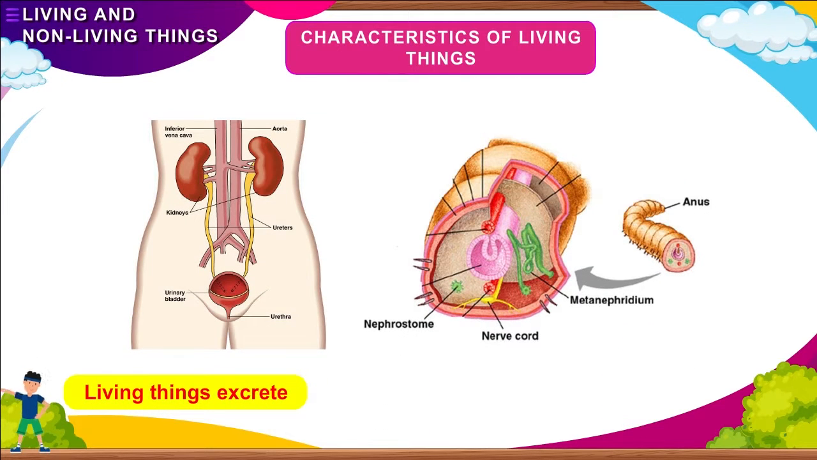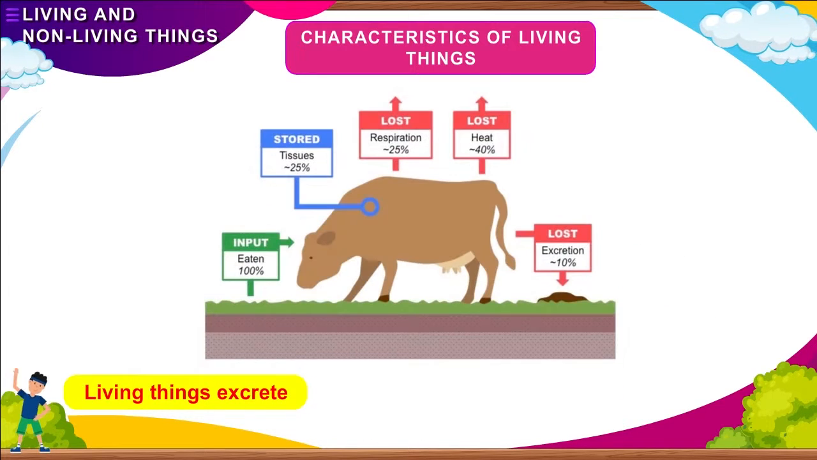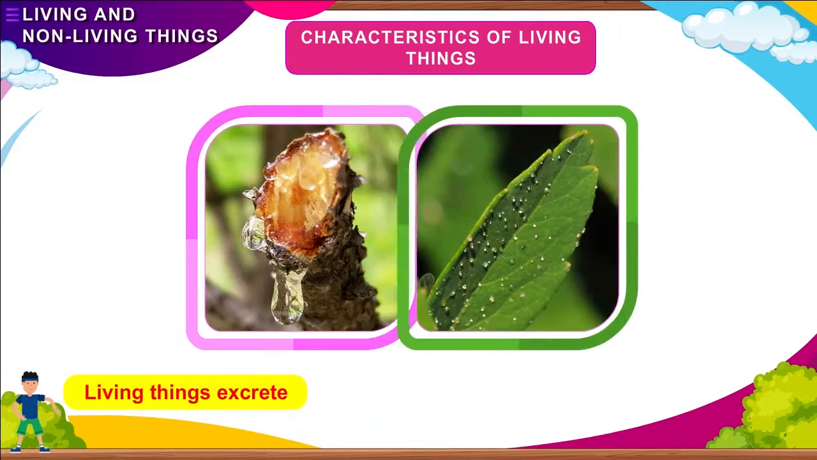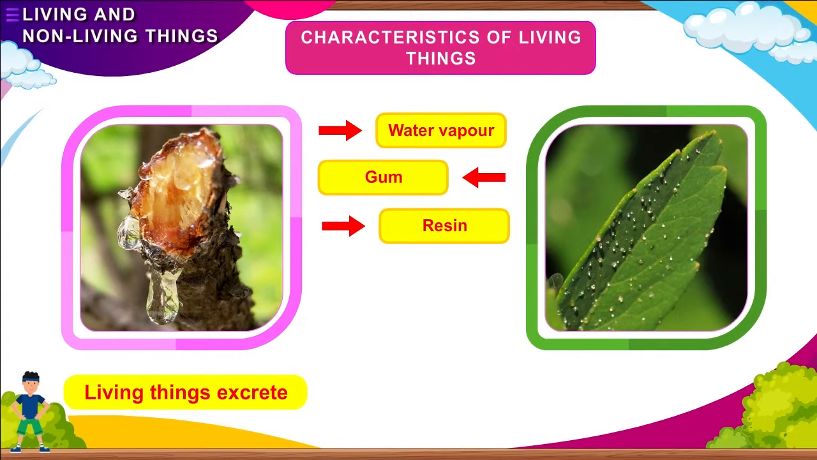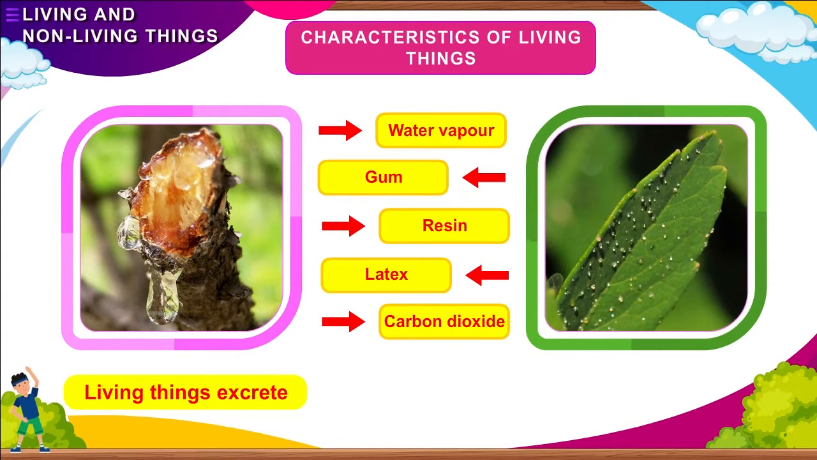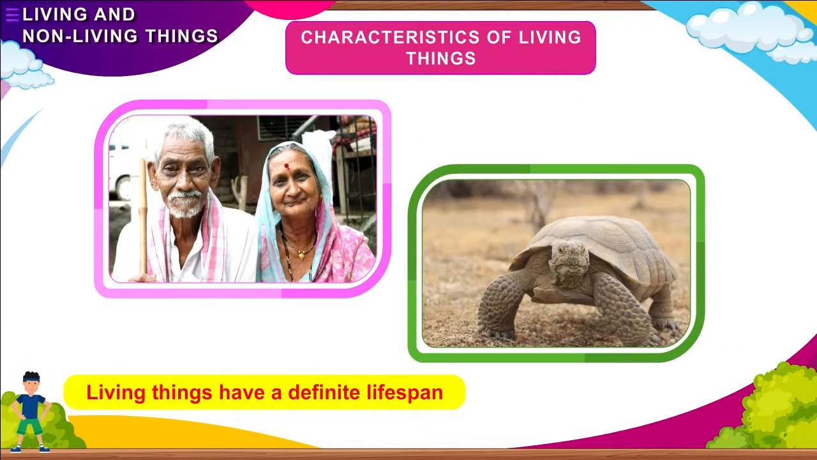Living things excrete. All living things throw away the waste substances from their body. This process is called excretion. Animals excrete in the form of urine, sweat, exhaled air. Plants excrete in the form of water vapor, gum, resin, latex, and carbon dioxide through stomata, which is present in their leaves and stem. Living things have a definite lifespan.